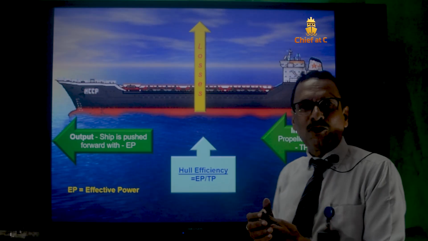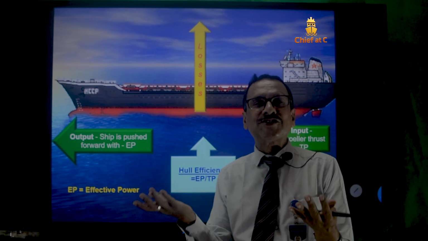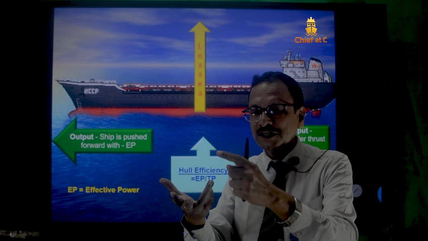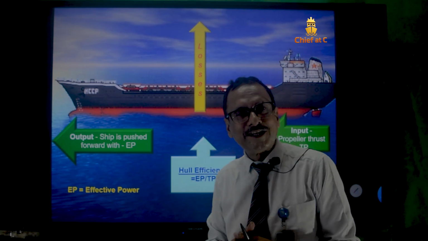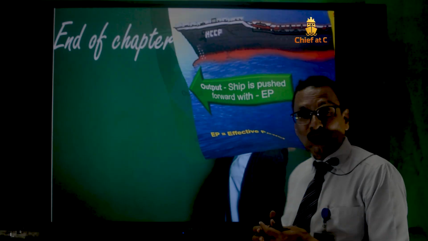So that's all about indicated power calculation and efficiency of the various machines: main engine, propeller shaft, propeller, and finally the hull. So I think that's all for today.